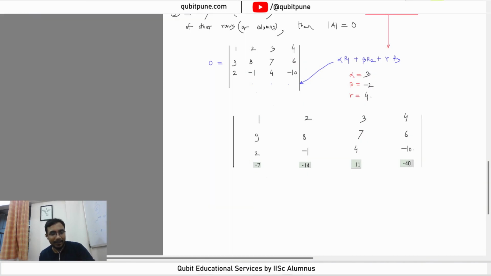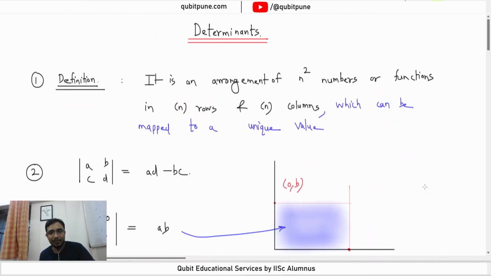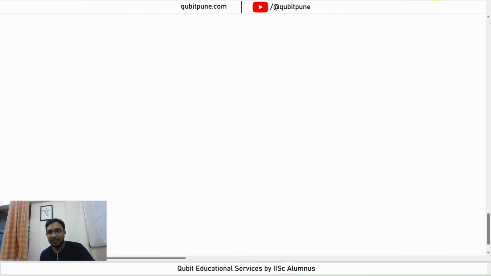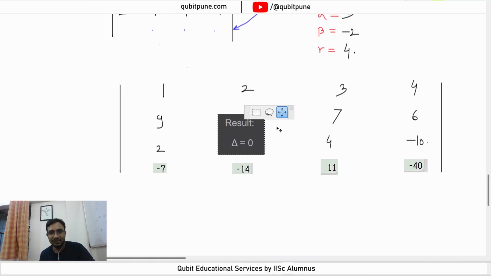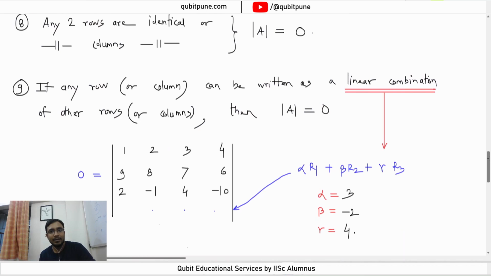So that is the basic property of determinants, and most of the other properties of them emerge out of this. What property is that? If any row or column can be written as a linear combination of other rows, then determinant of A is 0. I hope you understood what linear combination looks like.